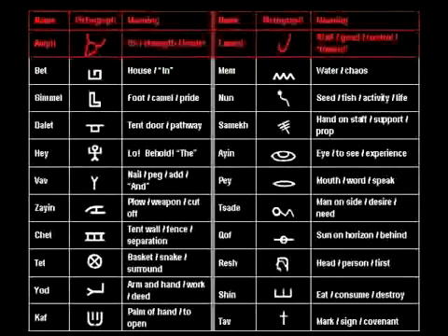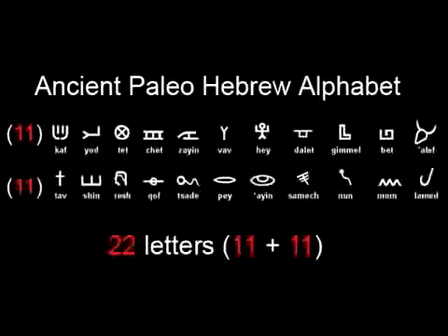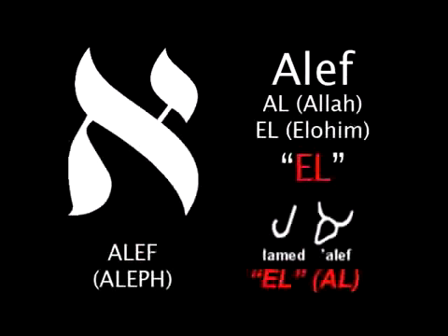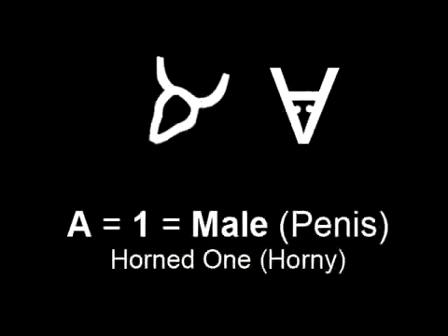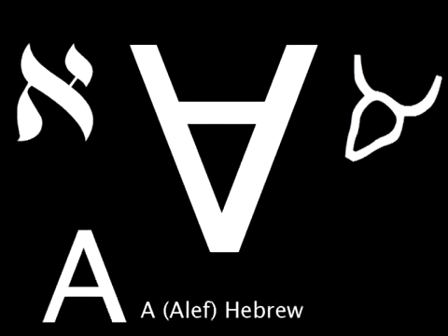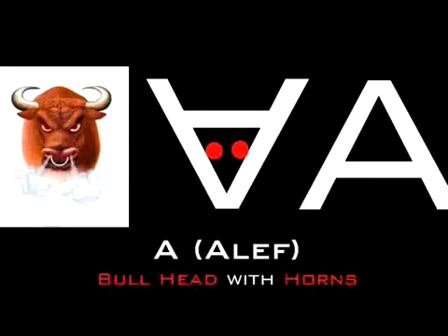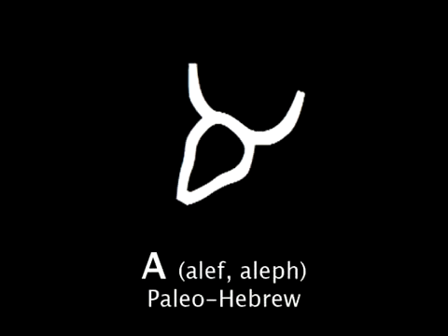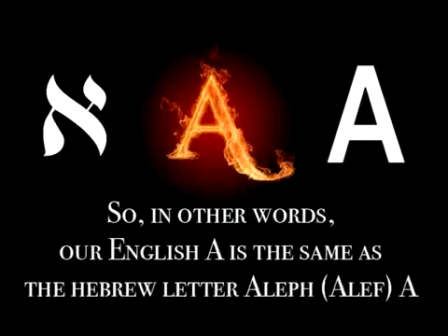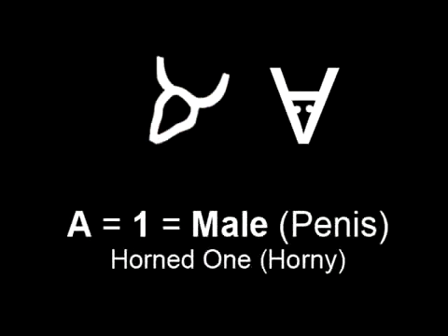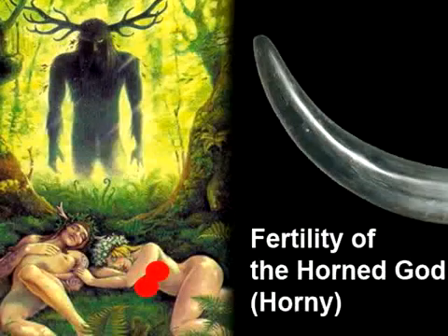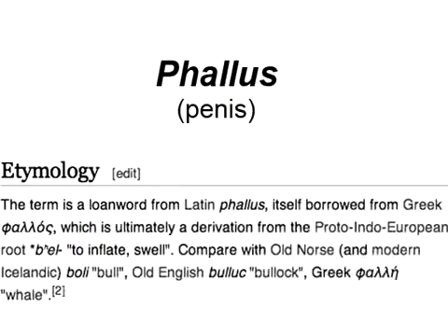As I have explained many times in my videos, the Aleph, the first letter of the Hebrew alphabet, is an ancient pictograph of a bull's head with horns. It is the letter A, or the number 1. And like I said before, our modern A that we use today is an inverted aleph, which is the pictograph of a bull's head. So our modern A is the Hebrew aleph, which represents the bull, the horned one, the horny male with the penis. In fact, the etymology of the very word phallus, which is the penis, actually comes from the word Baal.